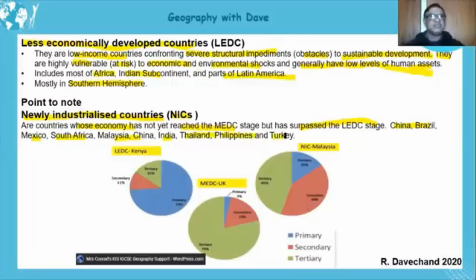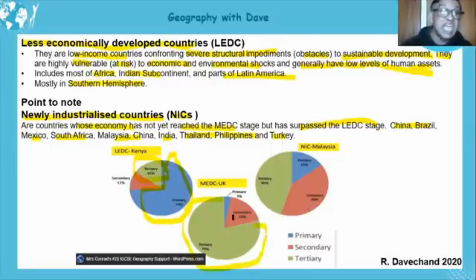Let's look at this, lads. Let's look at Kenya and the people employed. You'll notice most of them are employed in the primary sector, 74%. Tertiary sector, 15%. Can you see? So it's mostly dealing with extraction, raw materials, not much processing or technology. That's clearly an LEDC. Let's look at the UK. Tertiary, 79 compared to 15. Primary employment, 3% compared to 74.